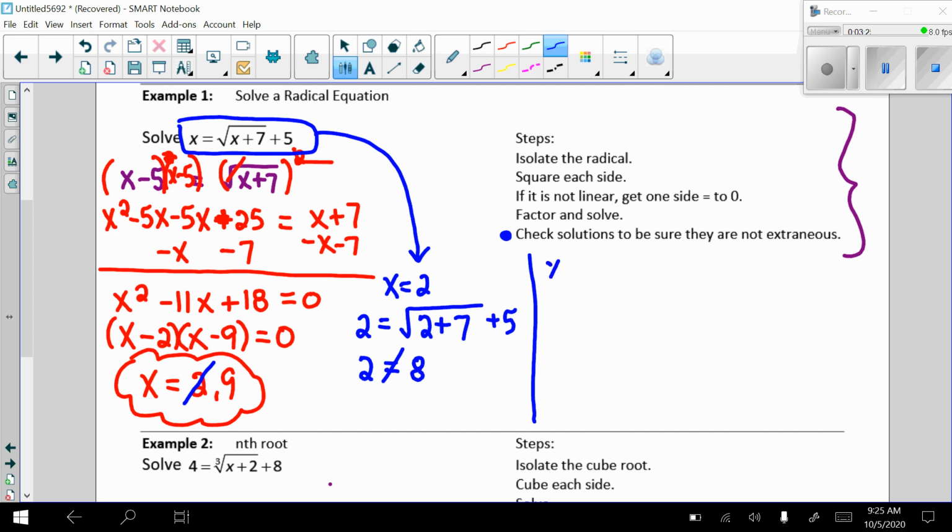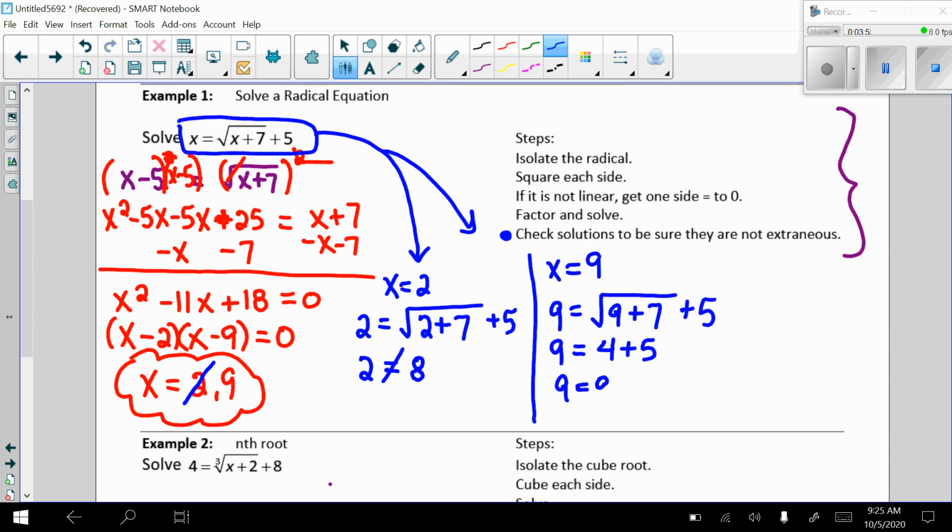Now we have to check our other solution in the same manner. So we think about our original equation, and we drop a 9 in everywhere we see an x. So we get 9 equals the square root of 9 plus 7 under the radical, and then plus 5 outside of the radical. In here we get 16. The square root of 16 is 4. So we get 9 equals 4 plus 5, and that is true, 9 does equal 9. So that tells us that the only solution to this equation is 9.